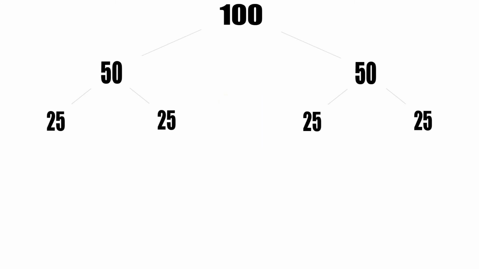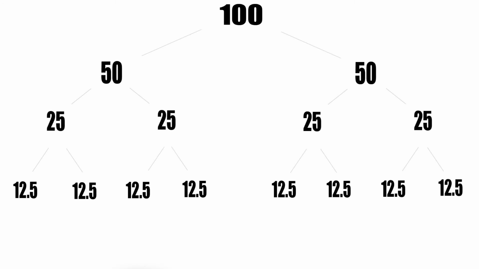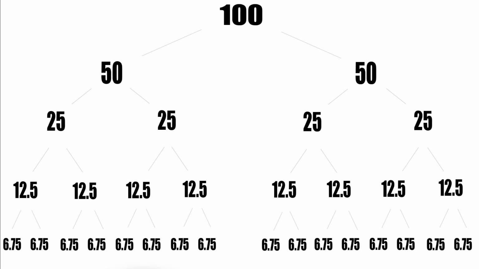Now let's take those numbers and divide them in half. The result is now 8 equal parts that are an eighth of the original number. Now taking those last numbers and dividing them in half, the result is now 16 equal parts that are a 16th of the original number.